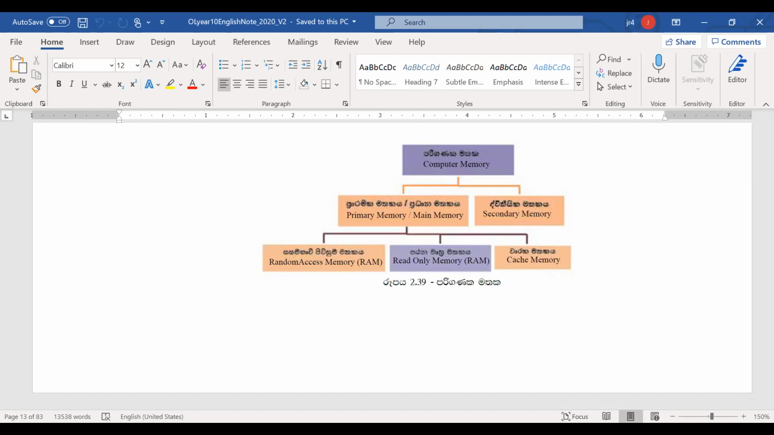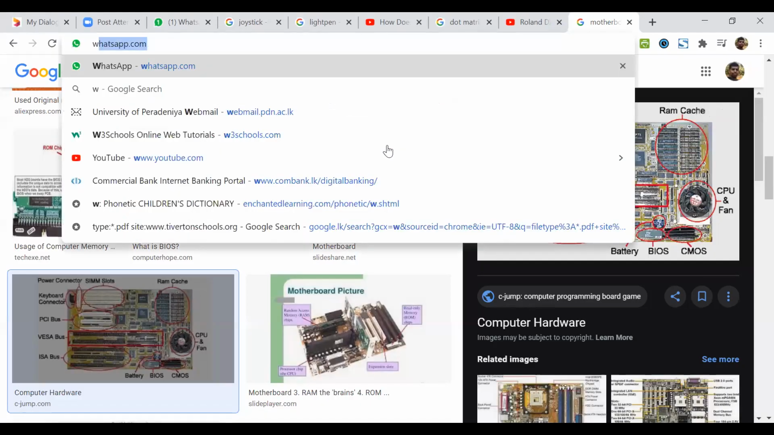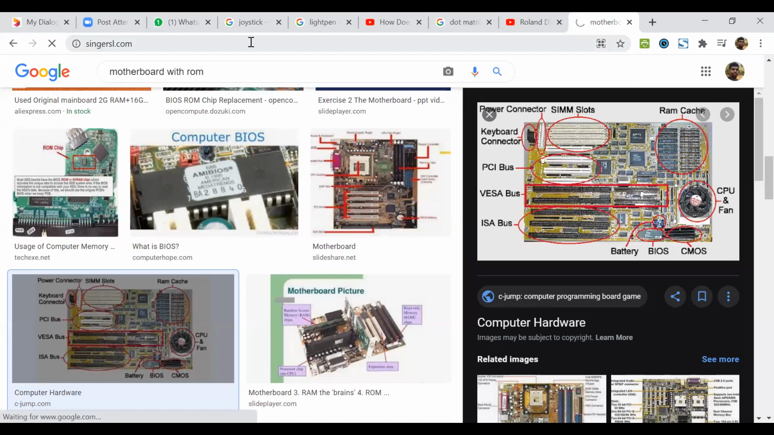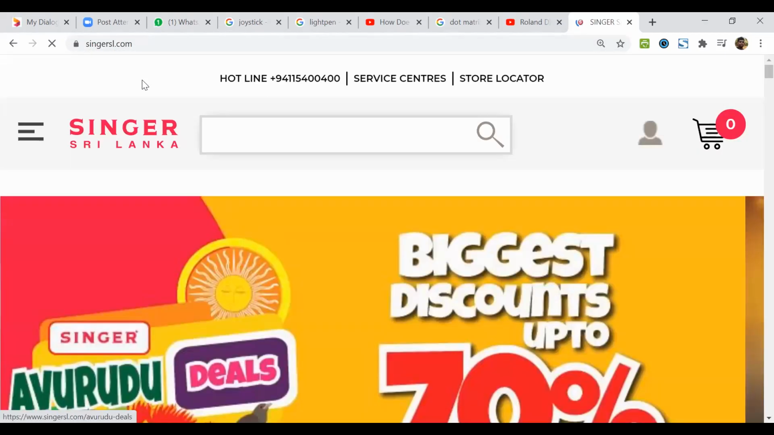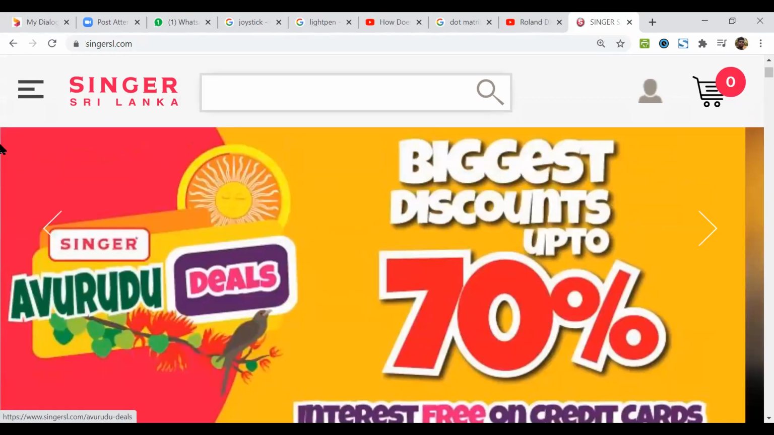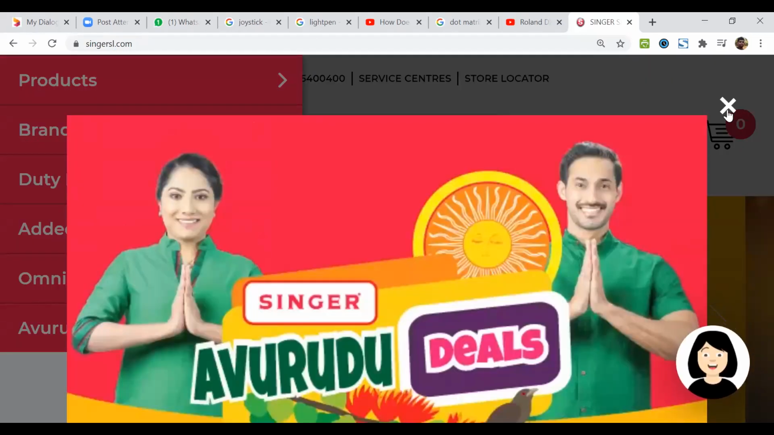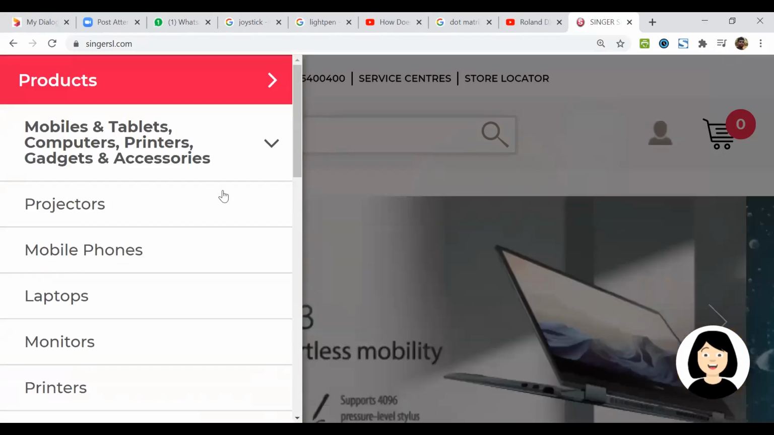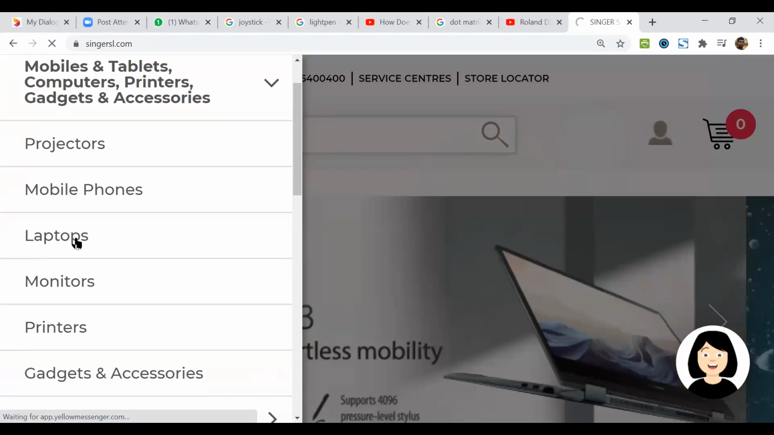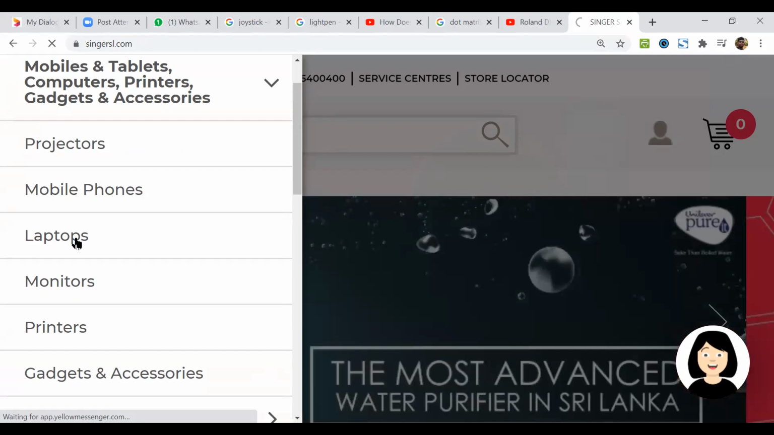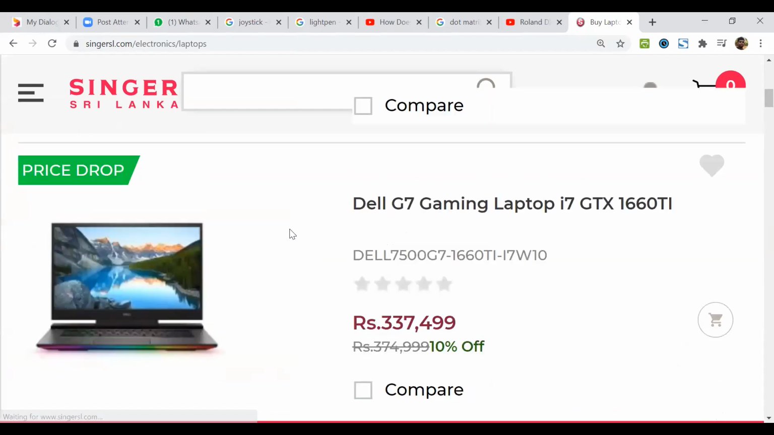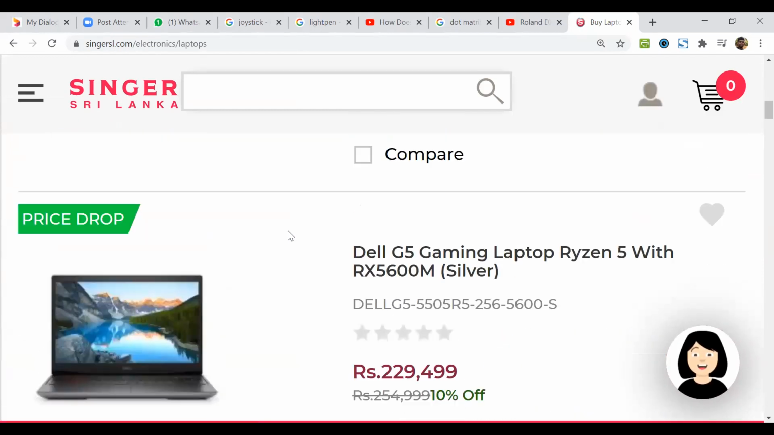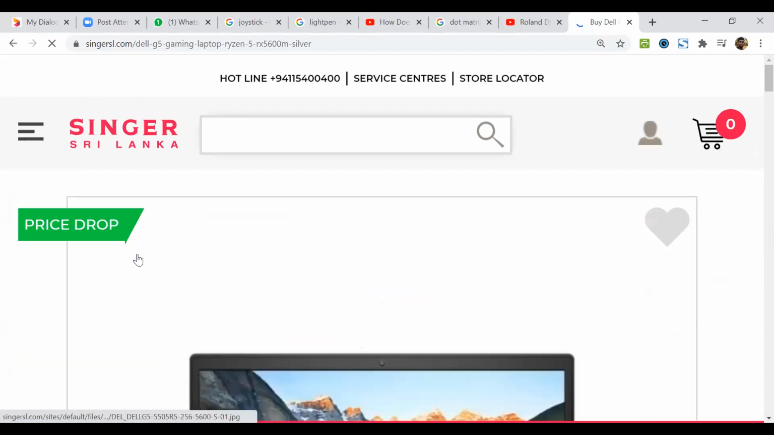Now, if you go back to a machine configuration, let's say I'm going to purchase a laptop or something. So I'm going to select a particular product from here. Okay, laptop. So let's say I'm interested in purchasing a laptop here. You see there are a lot of laptops. So let's look at the configuration. Let's select this one.